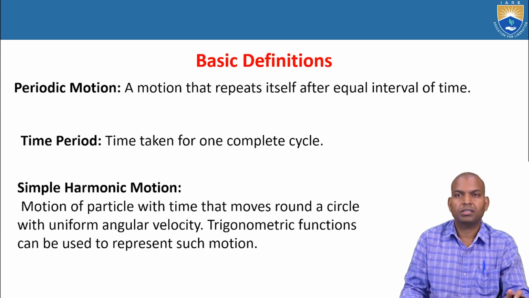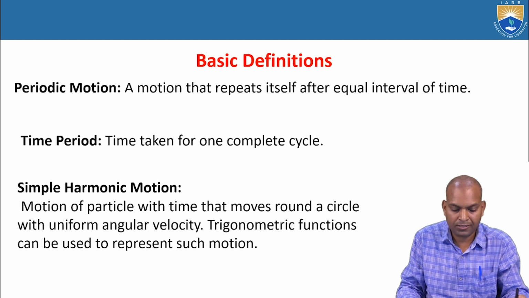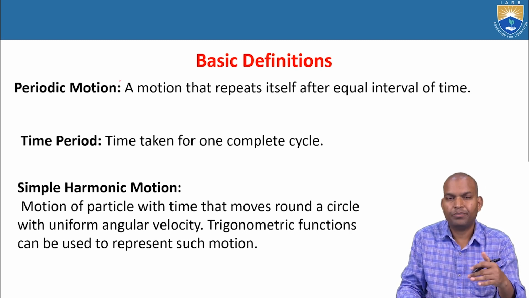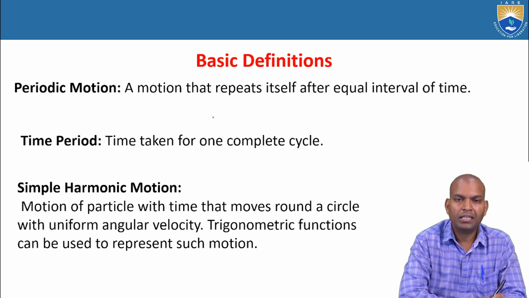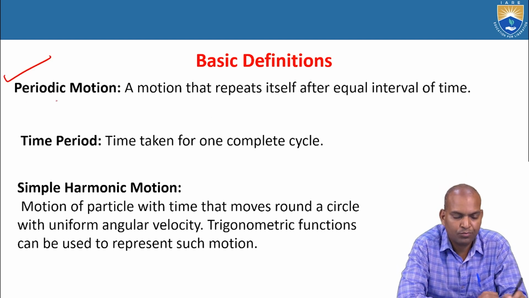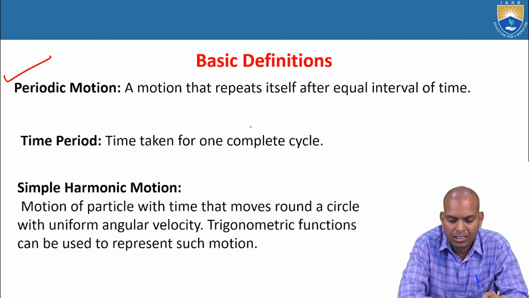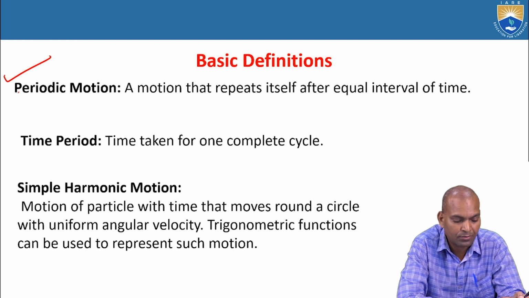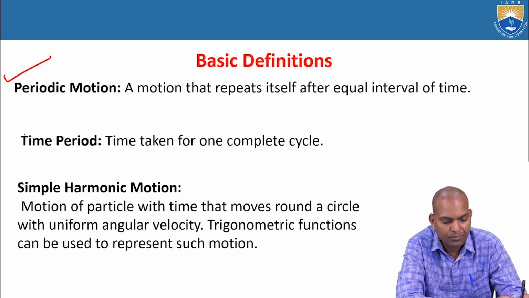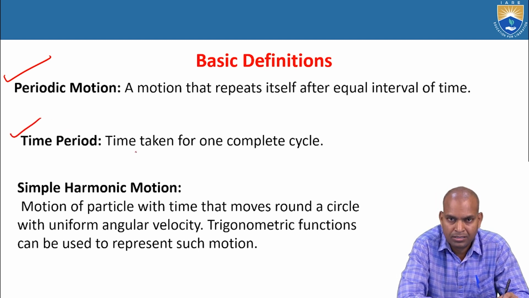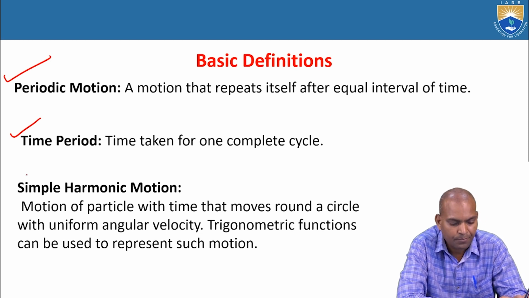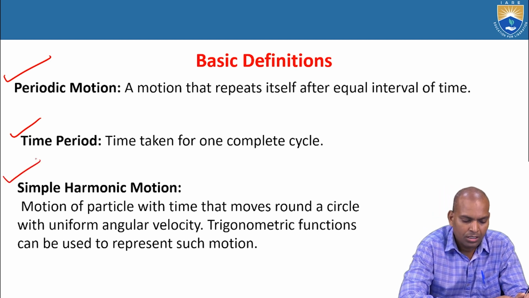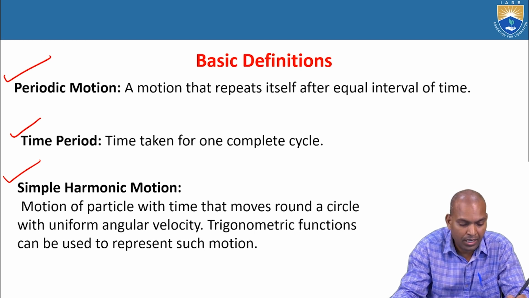What is a periodic motion? It is a function of time with equal intervals of time. A motion that repeats itself after equal intervals of time is known as a periodic motion. If it is not at equal intervals of time, then that motion is known as aperiodic motion. And time period means the time taken for one complete cycle of oscillations is known as the time period.